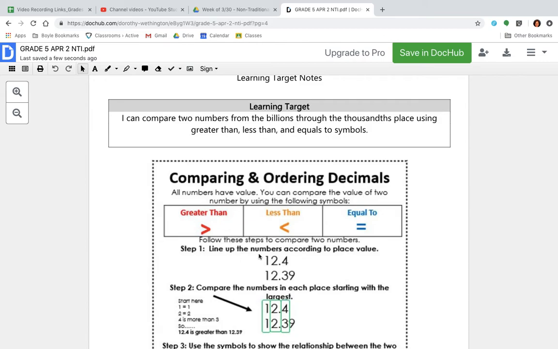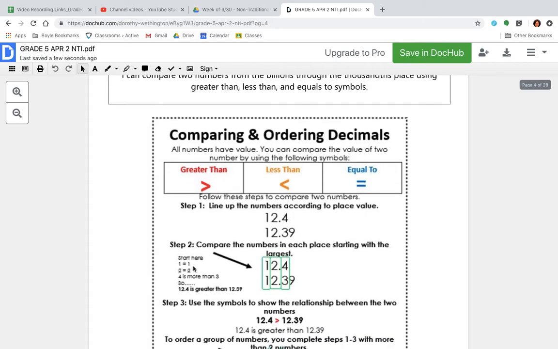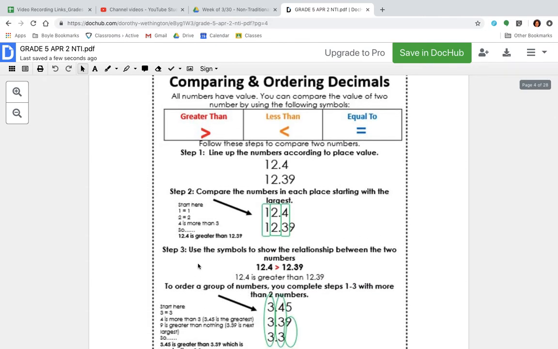Step 1. Line up the numbers according to place value. Step 2. Compare the numbers in each place, starting with the largest. Start here. 1 equals 1, 2 equals 2, 4 is more than 3, so 12.4 is greater than 12.39. Step 3. Use the symbols to show the relationship between the numbers. 12.4 is greater than 12.39.